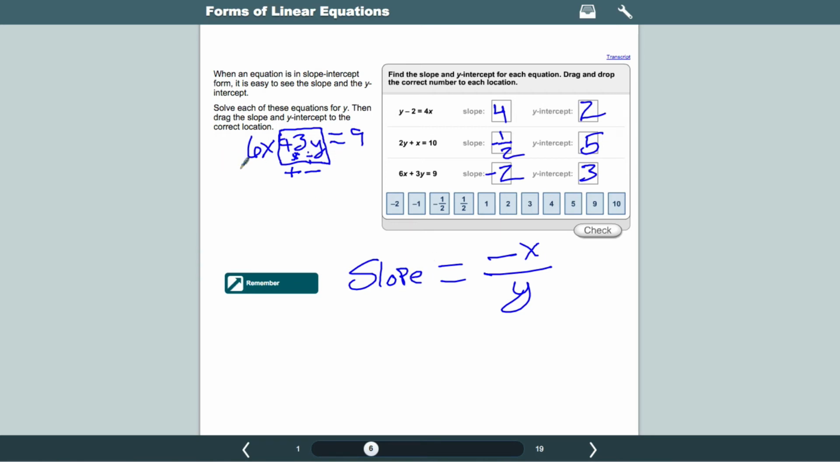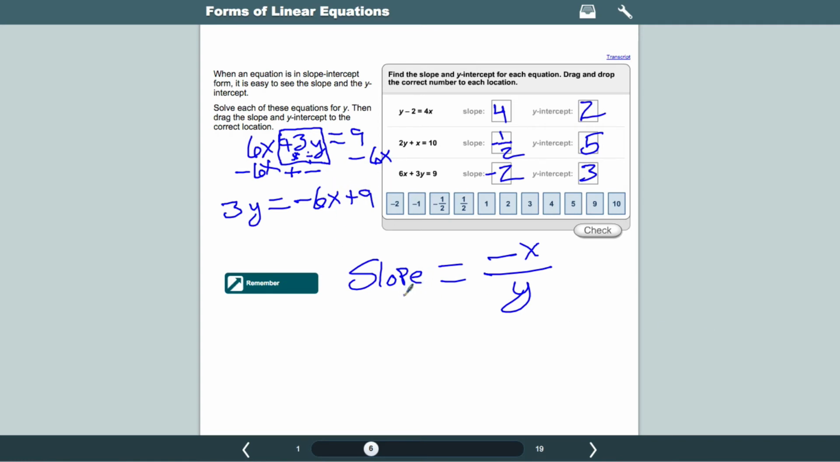Okay, so here I need to get rid of this 6x using only addition or subtraction. So if I minus 6x, that'll get rid of that. And I have 3y inside the box there equals, and I'm going to put the x first. I've got negative 6x, and plus 9.